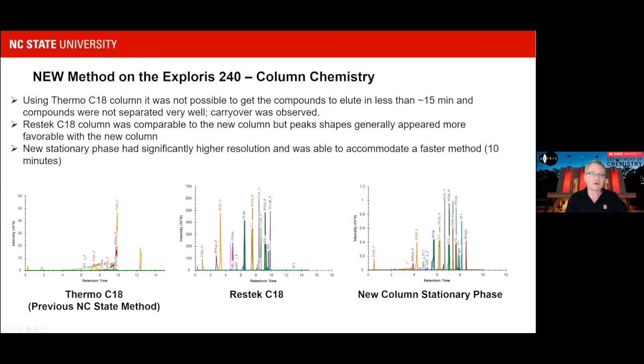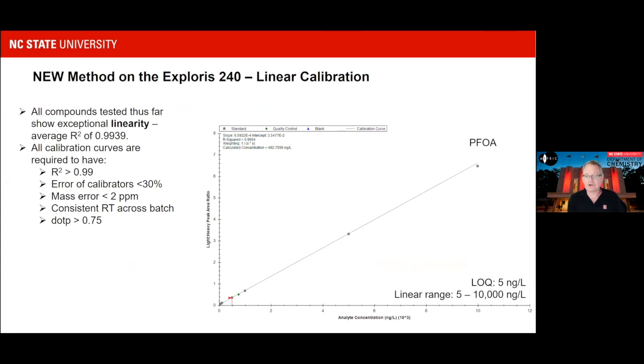Then we developed some new column stationary phases, and they actually did much better. So that's what we're moving forward with. The calibration curves, this is linear range is from 5 to 10,000 nanograms per liter with a limit of quantification of about 5 nanograms per liter.